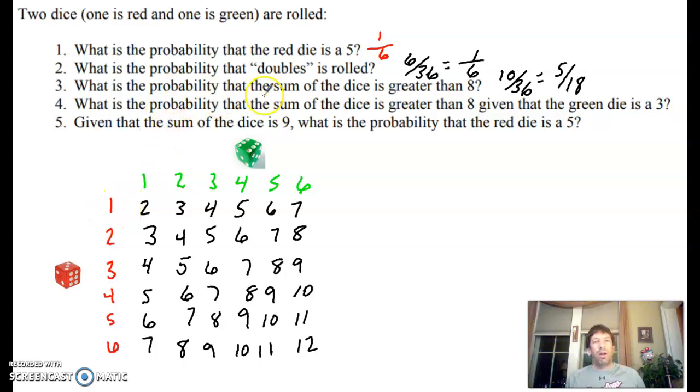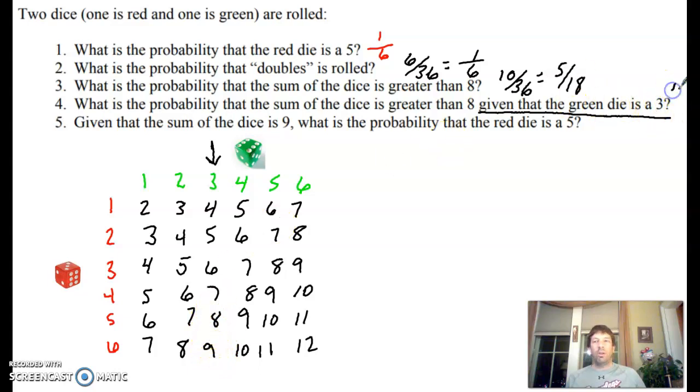The fourth one. What is the probability that the sum of the dice is greater than 8, given that the green die is 3? So now we've been given this information here. Given that the green die is 3. So all we want to look at is this column right here. Okay? The green die is a 3. We know that. So there are only 6 possibilities this time. The sum could be 4, 5, 6, 7, 8, or 9. Of those 6 possibilities, we want to know the sum to be greater than 8. Well, of those 6, only one of them, the last one, is greater than 8.